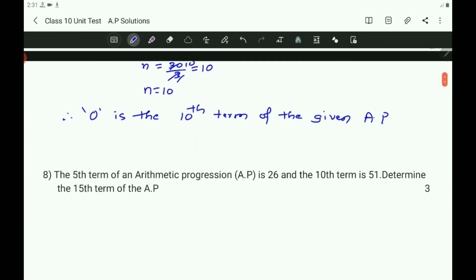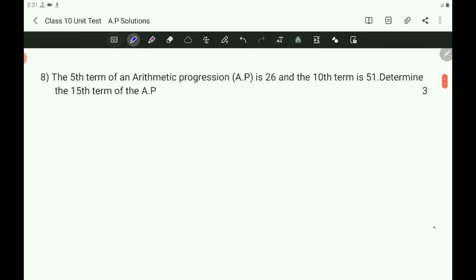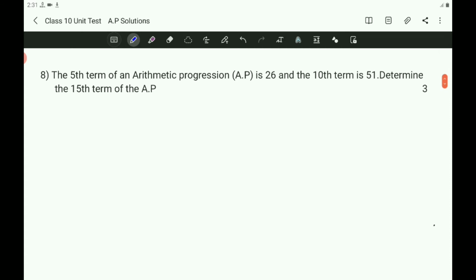Now you take question number 8, the 8th question. What is given? The 5th term of an AP is 26 and the 10th term is 51. Determine the 15th term of the AP. Here to find the 15th term, A and D are required. To find A and D, you use the two relations. First relation, the 5th term is 26, and the second relation, the 10th term is 51.